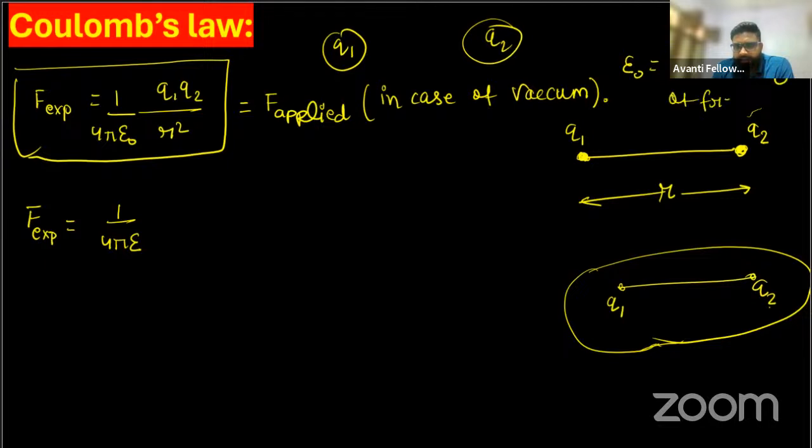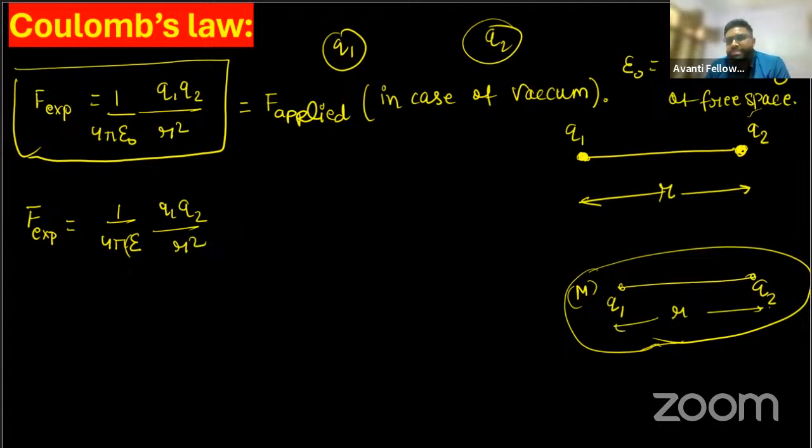Permittivity of free space, okay? So for any particular medium, the force experienced is 1/4 pi epsilon q1 q2 upon r square. r is same, charge is also same, but this permittivity will change, and this epsilon we can write as k times the permittivity of free space, okay.